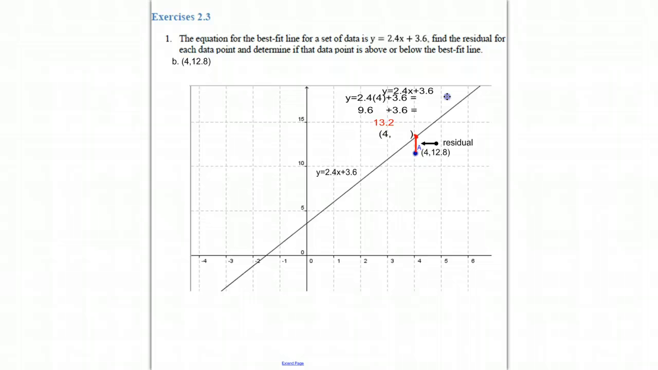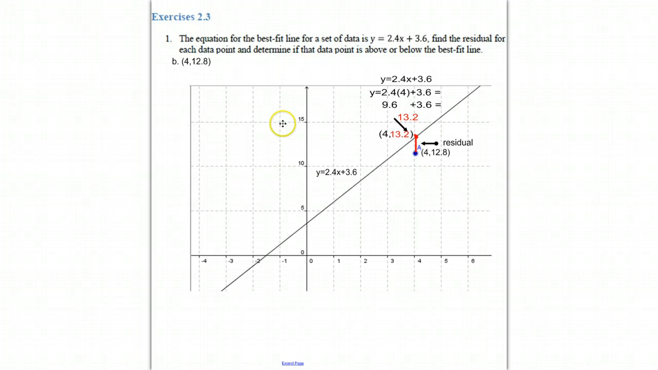Doing that substitution, we say 2.4 times 4 plus 3.6 is equal to, well, 2.4 times 4 is 9.6, plus 3.6 gives us 13.2. Let me just move this up so it's not in our way. So therefore, our predicted value is 13.2. Let's put it in here. And that comes from substituting 4 into our equation and getting 13.2. And that is our predicted value. So here's our predicted value, 13.2.